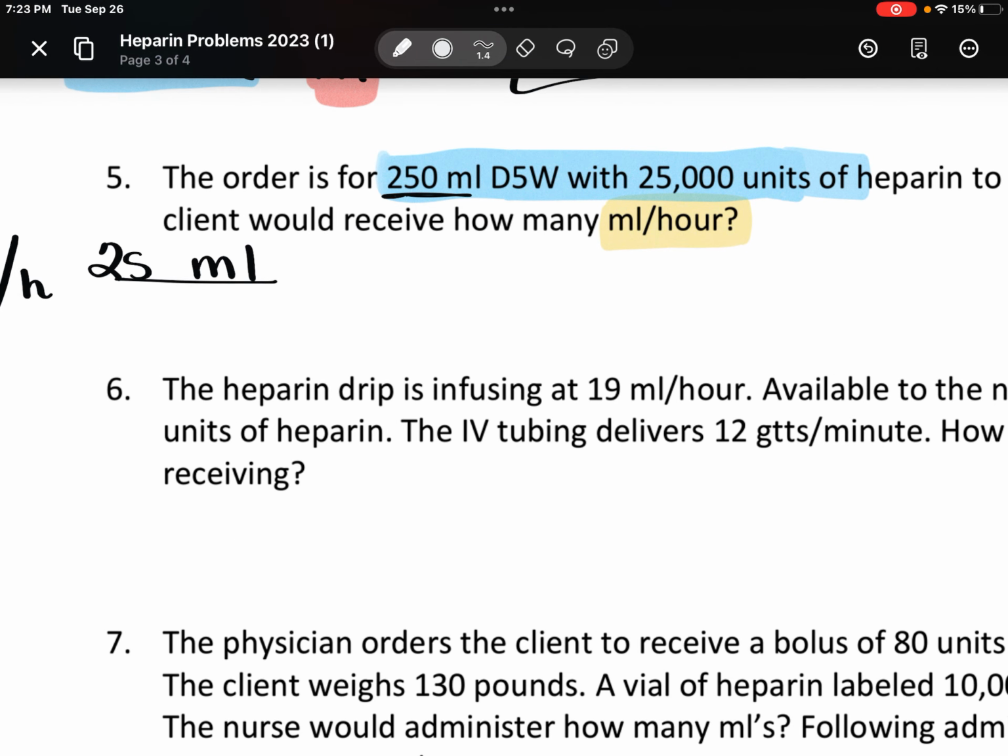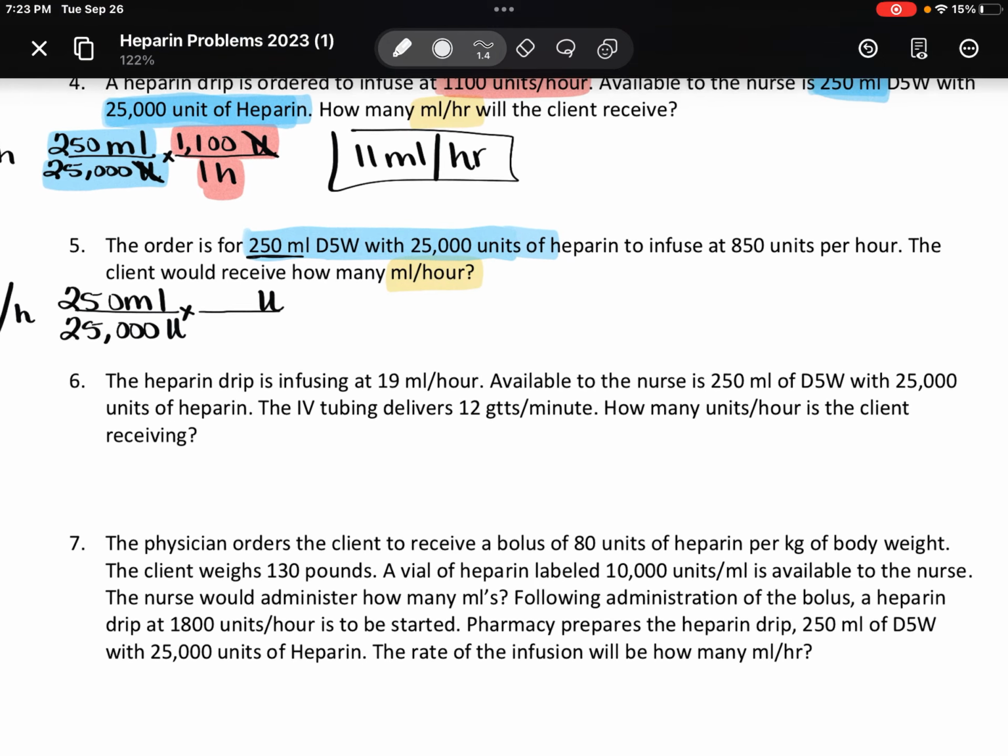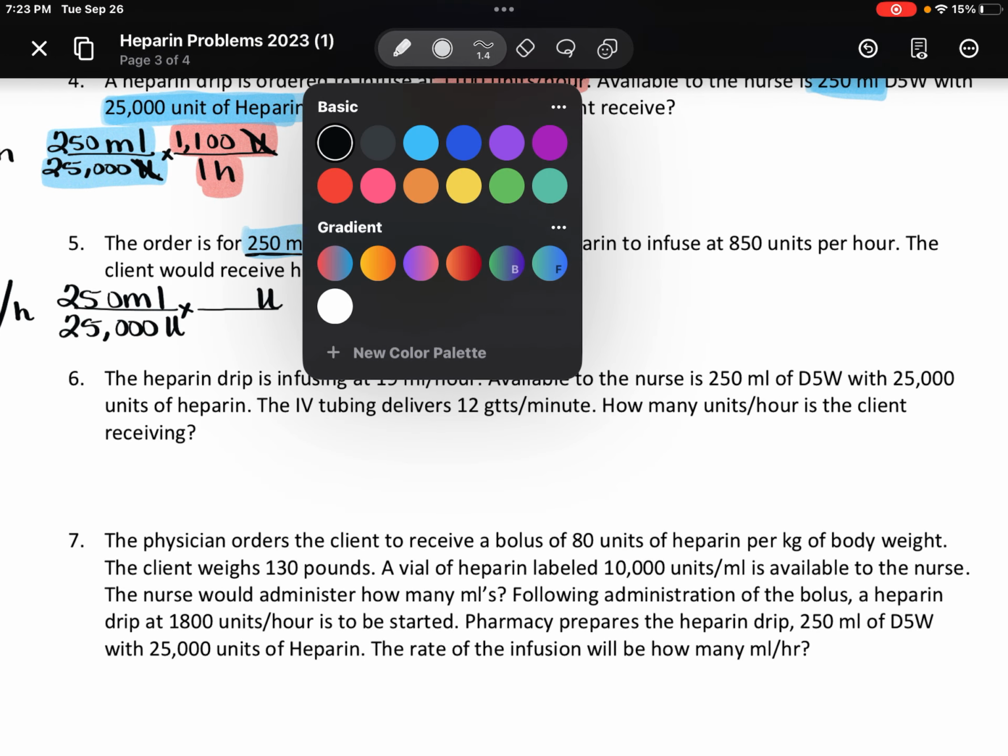So my milliliters here is going to be on top. I'll put my 250 milliliters. Then on bottom, I'm going to put my 25,000 units of heparin. So I just need milliliters per hour. I just have milliliters right now, so I need to get rid of this unit. So where else in this problem does it have anything about units?